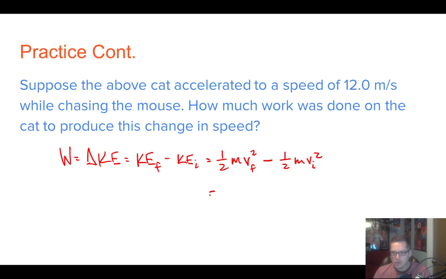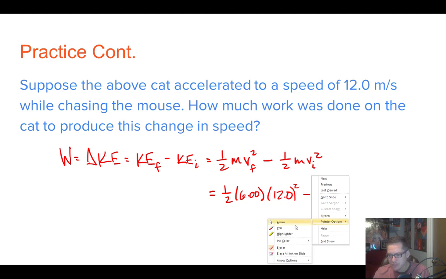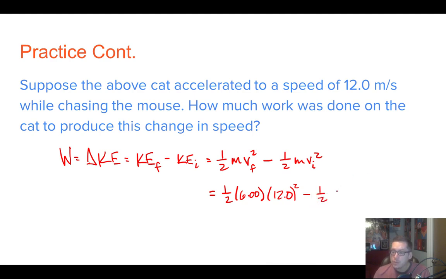So this would be 1/2 times the mass. The mass of the cat is 6.00 kilograms. The final velocity is 12 meters per second, because he accelerated to that speed. Now don't forget that square, otherwise you'll look like a fool on YouTube. So 1/2 times 6 times 12 squared, and then we'll subtract out the initial information. That's 1/2 times the mass, and the mass is still the same, 6.00. I guess I really don't have to solve this because we solved for it in the last slide, but I'll throw it in there anyway just in case you skipped it.